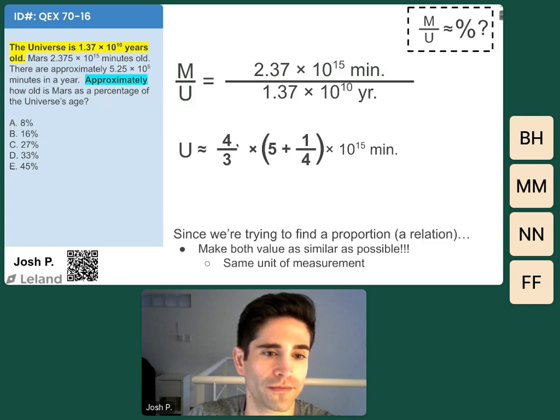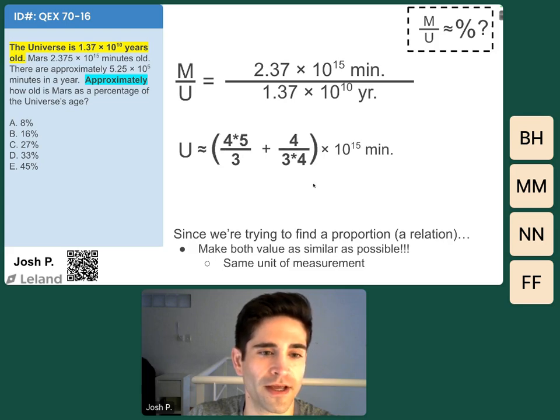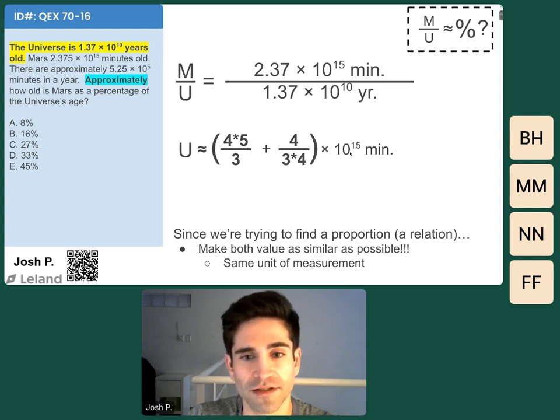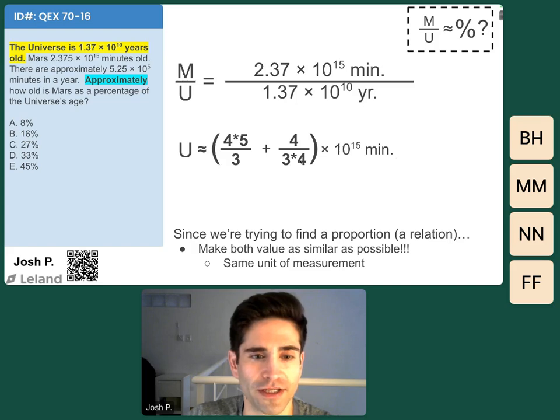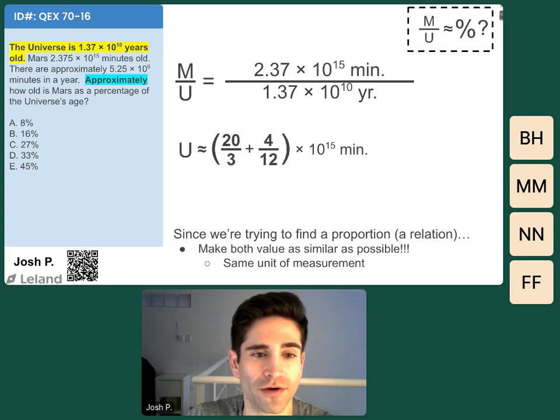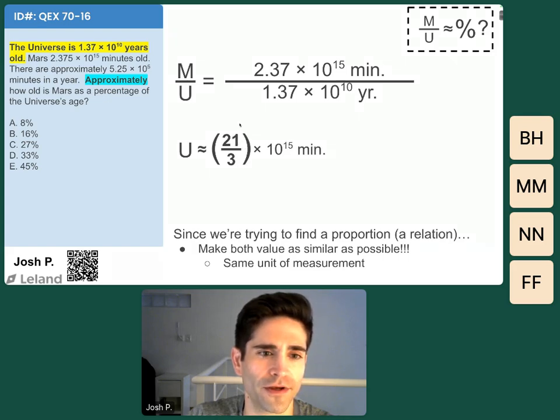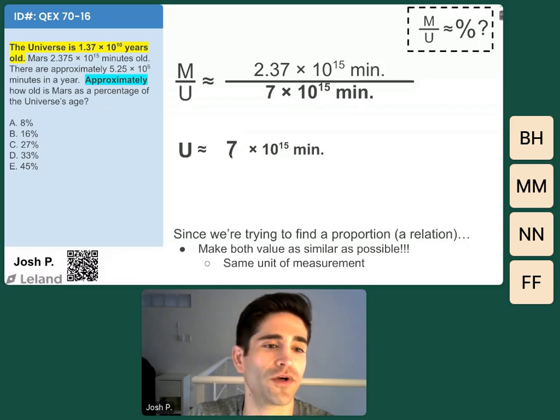And we can now multiply 4/3 using the distributive property. And we're left with 4 times 5 over 3 plus 4 over 3 times 1/4, of course, times 10 to the 15th minutes. But let's focus on these two terms, this addition. We have 20 over 3 plus 4 over 12. 4 over 12 is 1/3. So when we add these two fractions, we have 21 over 3, which is 7. So the universe is approximately 7 times 10 to the 15th minutes old.